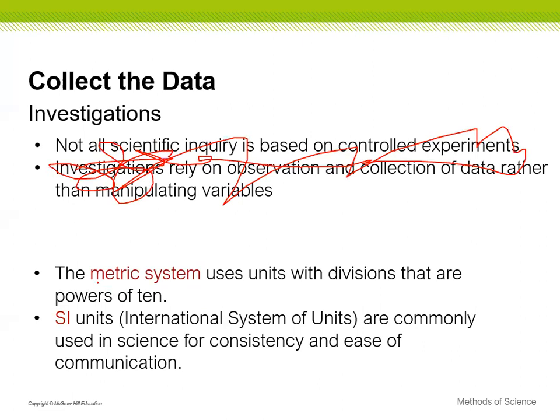The only things we really need to know here is that the metric system is used just as a standard one. And then we have something called SI units. These are international systems of units. These are used for consistency and ease. For example, for temperature, they would use Celsius. For distance, they would use centimeters, for example. There's just some standardized units.